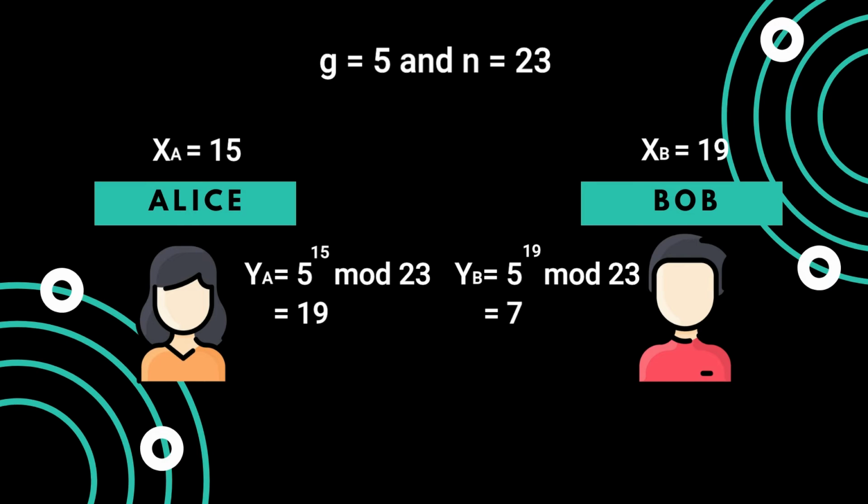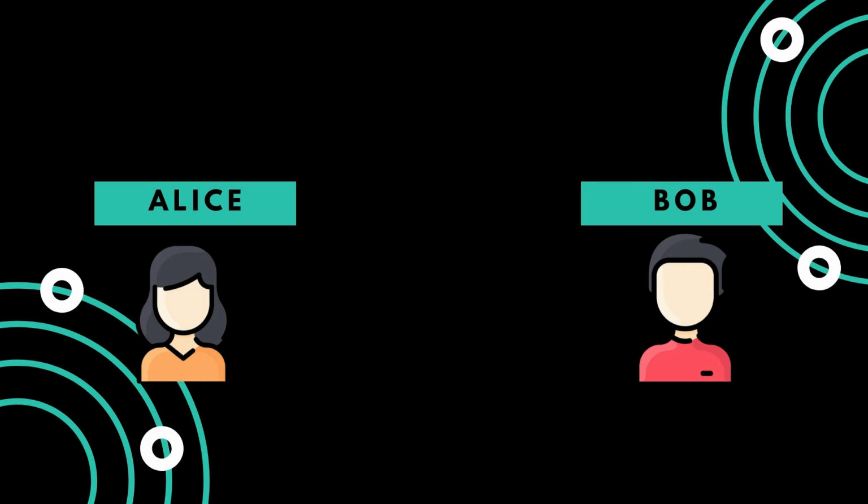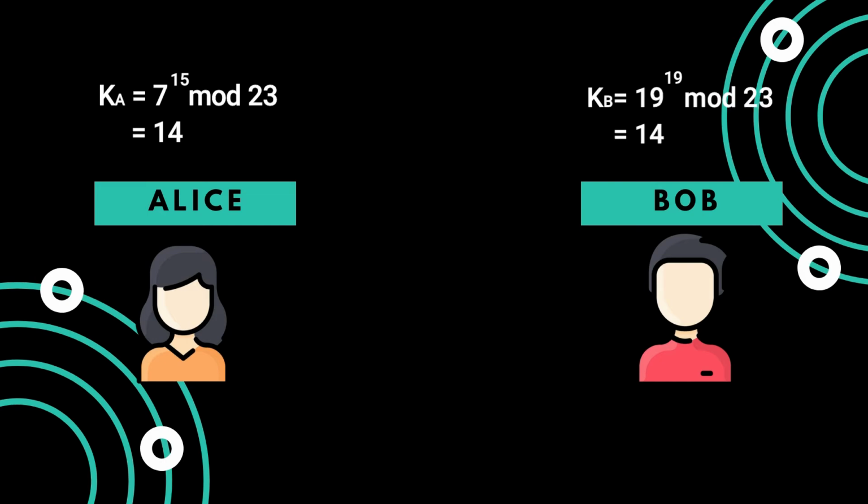After obtaining each party's calculated result, they raise it to the power of their private key. Alice computes her secret key, k sub a, as follows: k sub a equals 7 raised to 15 modulo 23 equals 14. Then Bob solves his k sub b as follows: k sub b equals 19 raised to 19 modulo 23 equals 14. And here it is, they come up with the same answer and the key exchange is complete.